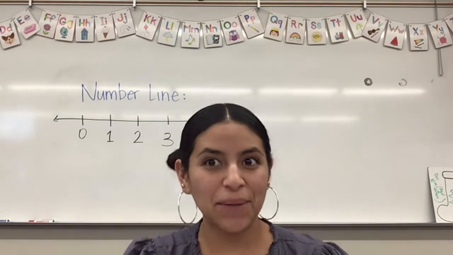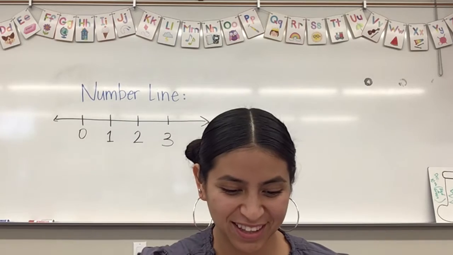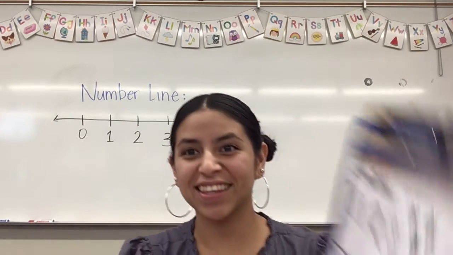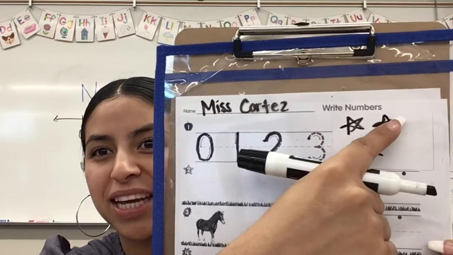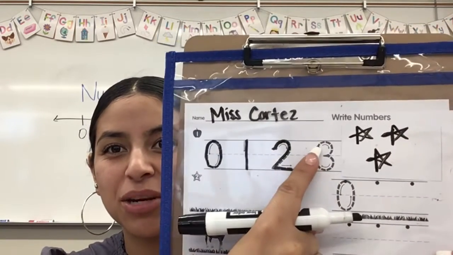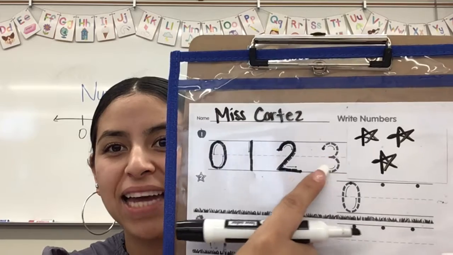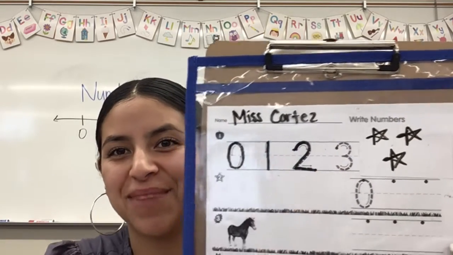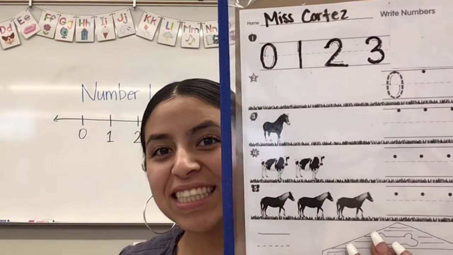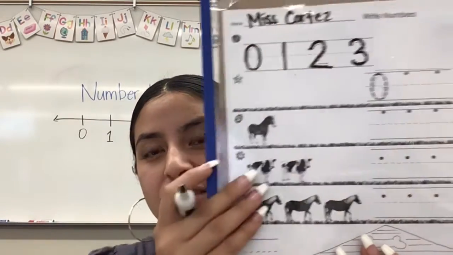So let's see how many stars I draw. How many stars, TK? 1, 2, 3. 3 stars. So go ahead and trace your number 3 around and around. We go from the top line, middle line, and down to the bottom line. All right, TK, so now we're going to go ahead and complete the rest of our worksheet.